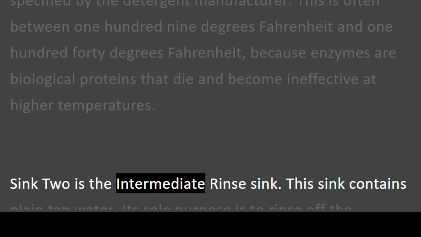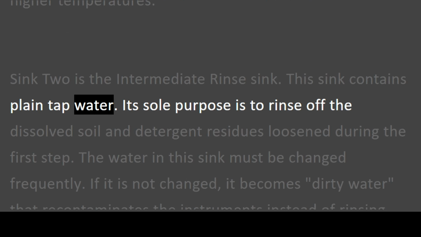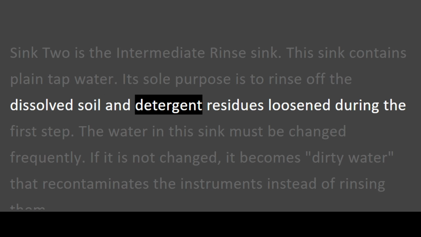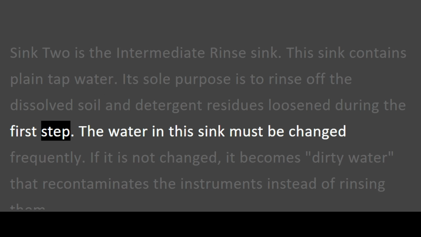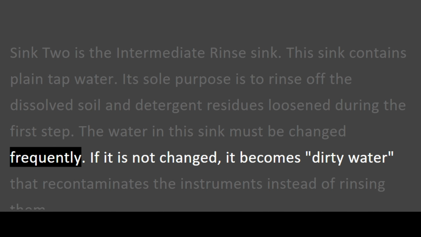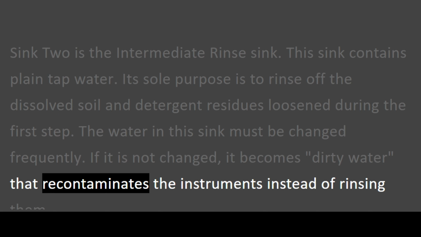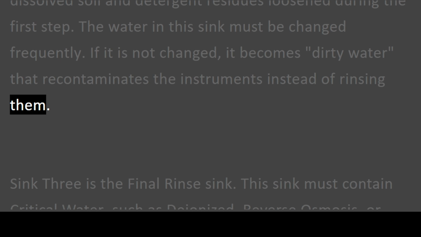Sink 2 is the intermediate rinse sink. This sink contains plain tap water. Its sole purpose is to rinse off the dissolved soil and detergent residues loosened during the first step. The water in this sink must be changed frequently. If it is not changed, it becomes dirty water that recontaminates the instruments instead of rinsing them.